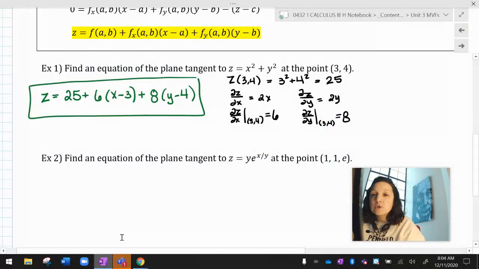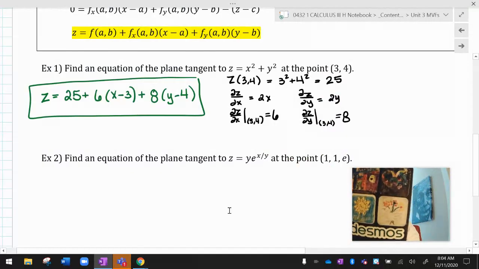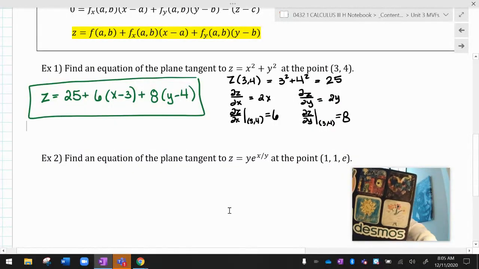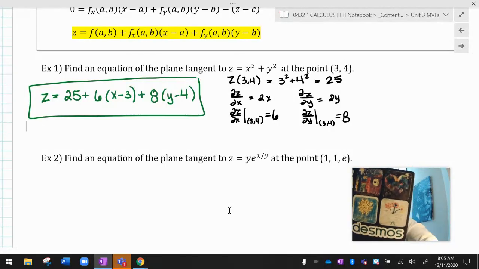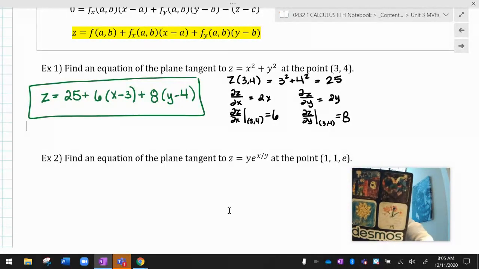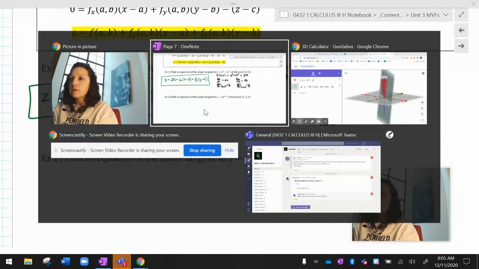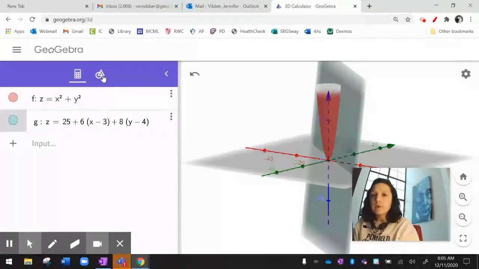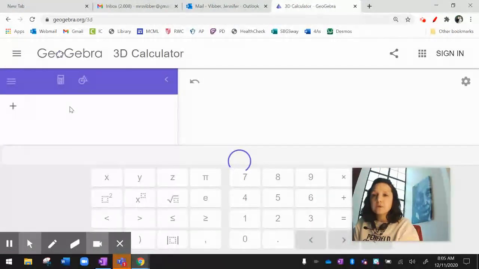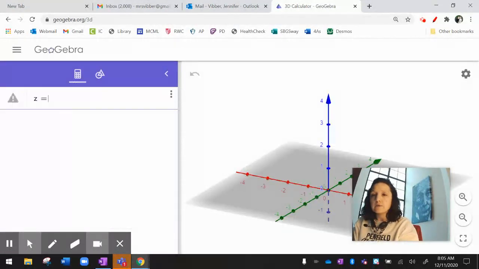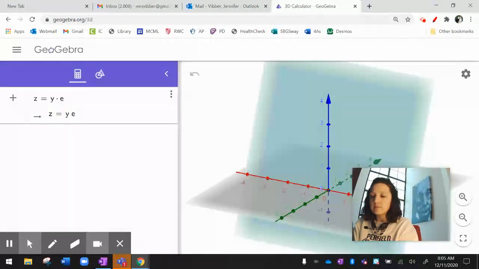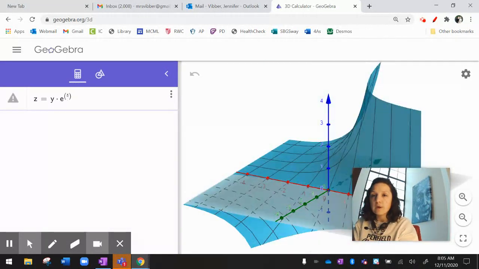So let's go back. I have everything I need here. Glorious. All right, so let's do another one. Find an equation of the tangent plane to z equals y times e to the x over y. Well, let me put that in GeoGebra also here. So let me clear this out and say z equals y times e to the x divided by y.